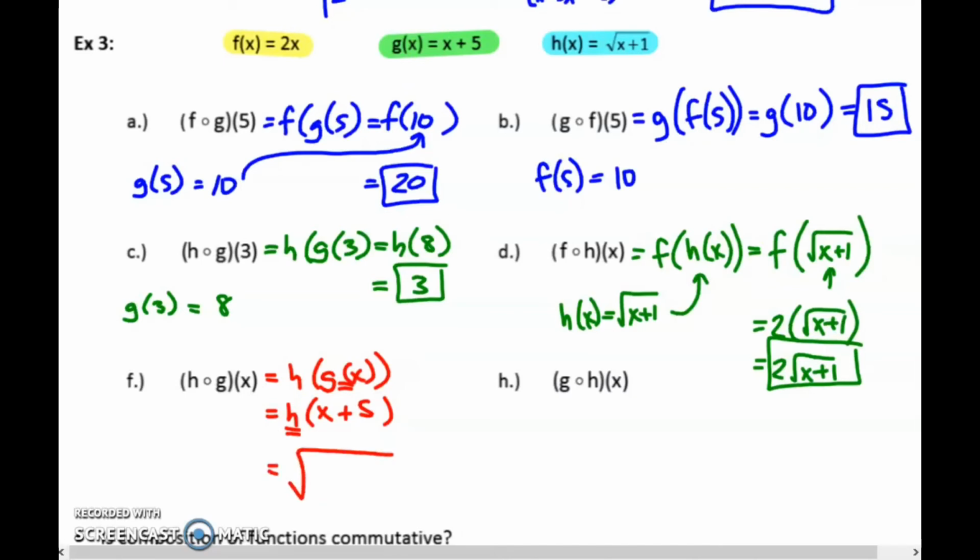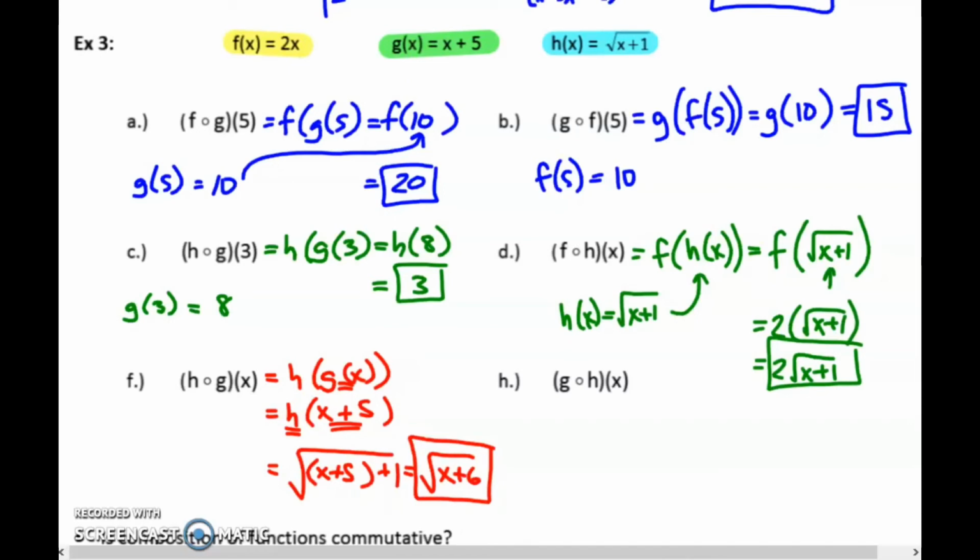Now don't think of the x as an x. Really, it's an input. So think of it as square root of input plus 1. Well, that input is this x plus 5. So that's going to go here. So I've got the square root of x plus 5 plus 1, which is the square root of x plus 6. So that's your composition, h of g of x.